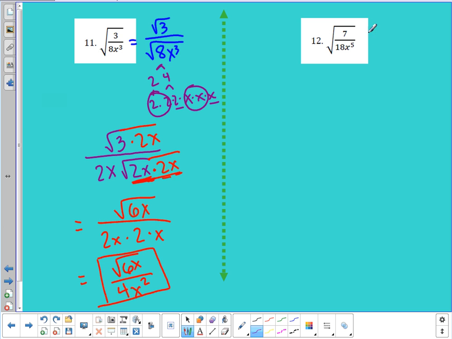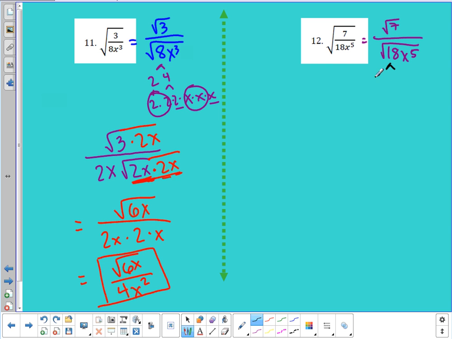One more of these type with the variables. Again, I've got the square root of 7 over 18x to the 5th, and I cannot reduce that at all. 7 and 18 don't have any common factors, so I've just got to leave it as it is. So I've got the square root of 7 on top, square root of 18x to the 5th on the bottom. Let's take care of that 18x to the 5th.